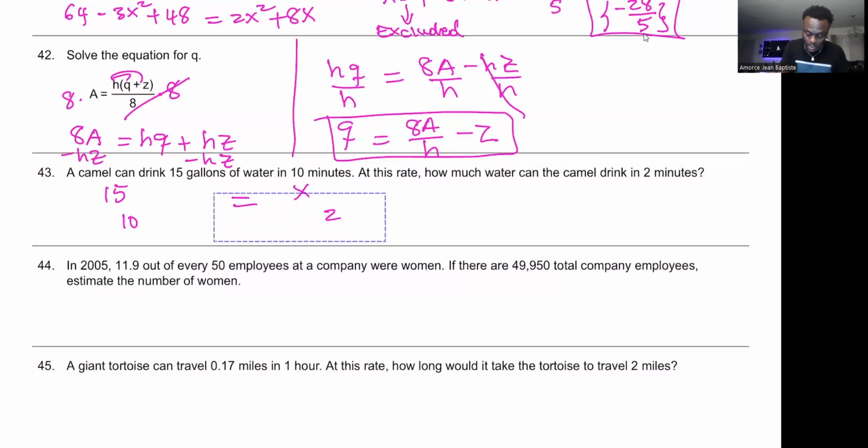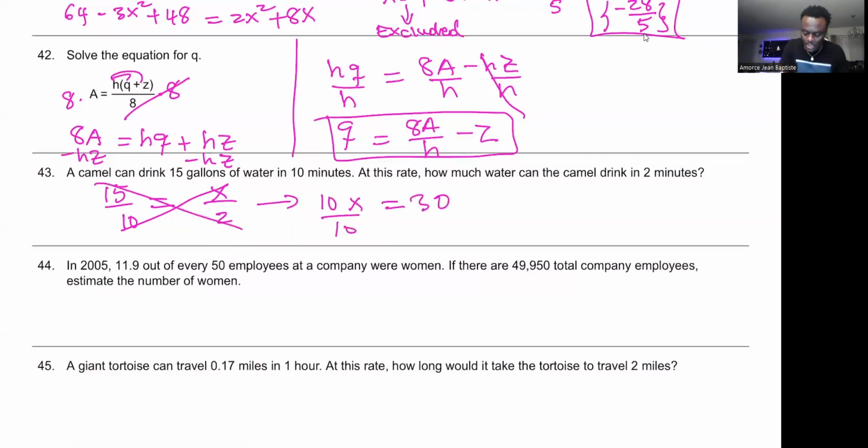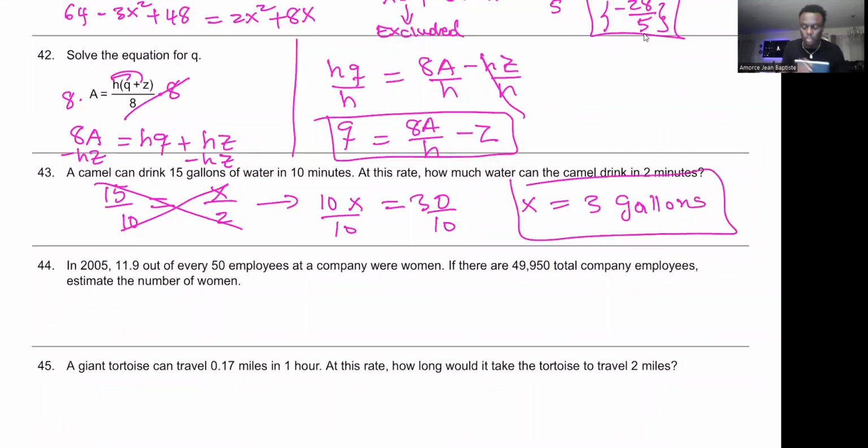So basically it's 15 over 10 equals X, which is the number of gallons in 2 minutes, over 2. Cross multiply. So that's 10x equals 30. Divide by 10 to isolate x. So x equals 3 gallons of water. The camel will drink 3 gallons in 2 minutes.